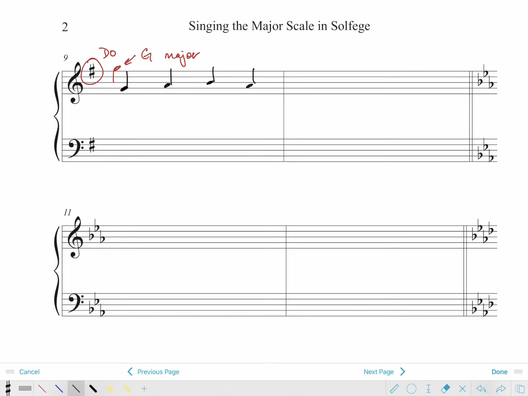Pause and compare your answers with my answers. Are there any differences between the two of them?